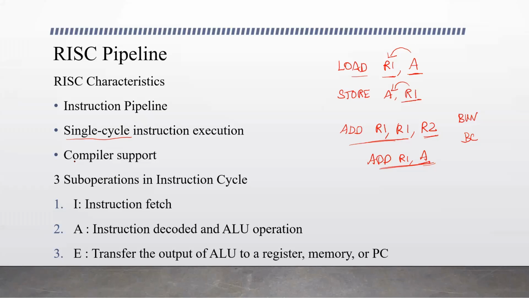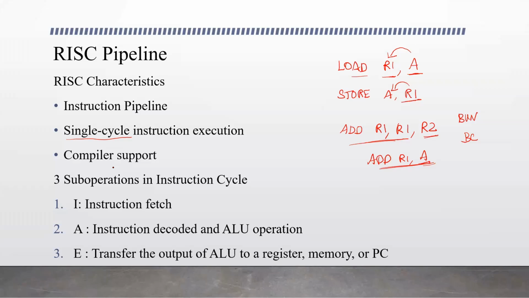The other characteristic of RISC is the support given by the compiler that translates the high-level language program into a machine language program. As these instructions are simple, every high-level language instruction can be converted into a machine language instruction directly. Also, we have discussed the difficulties that arise during instruction pipelining.